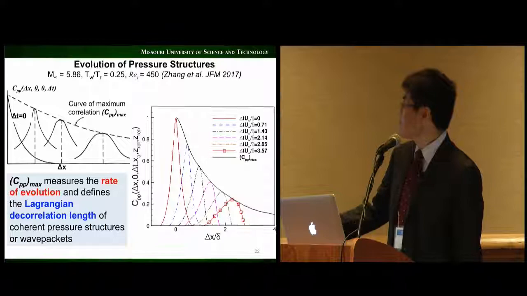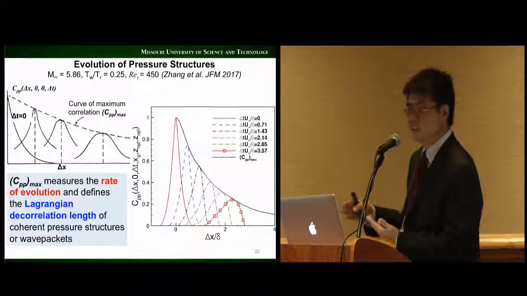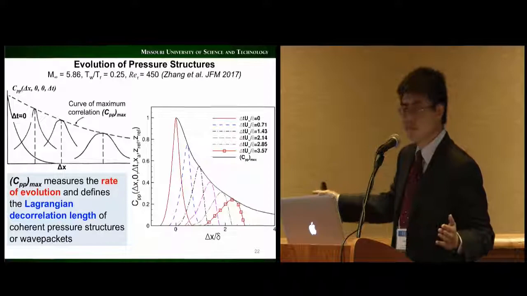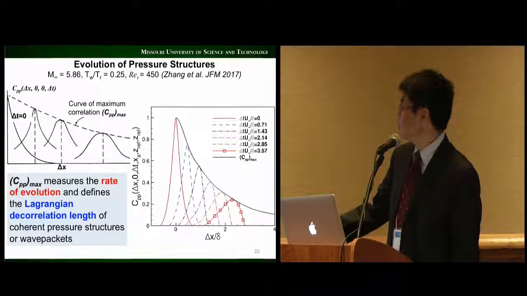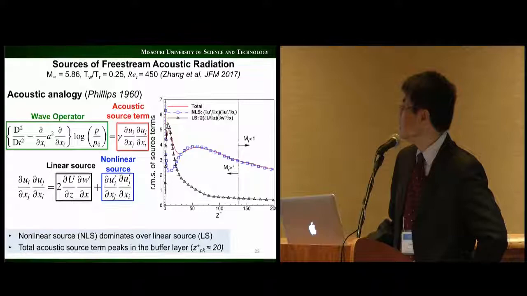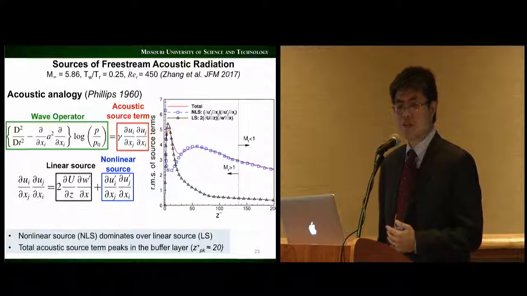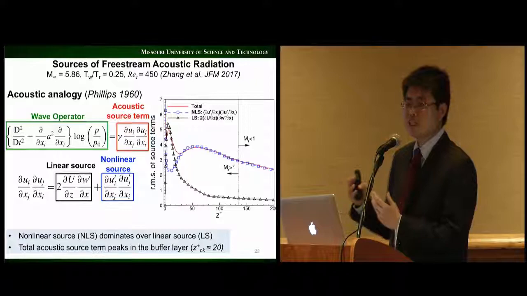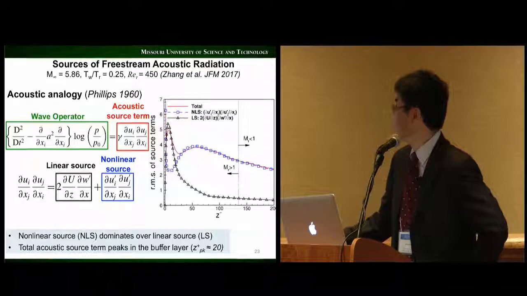So those give you an idea of the evolution of the pressure structure. We can also see how the pressure structure decorrelates with itself as a function of stream-wise separation; you can see that the structure does evolve as a function of stream-wise spacing. And lastly, we can look at the mechanism for the free stream pressure generation. We can look at different source terms within the boundary layer, and this acoustic source can account for the pressure effect in the free stream.